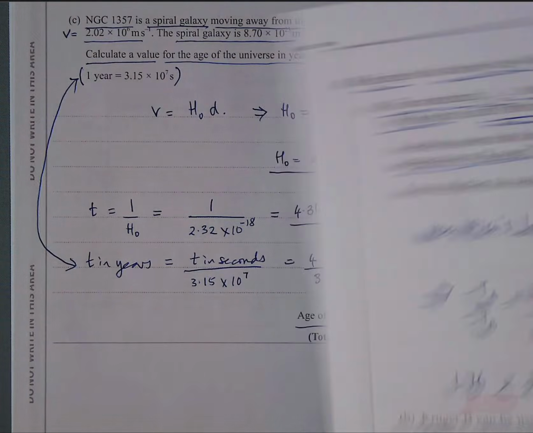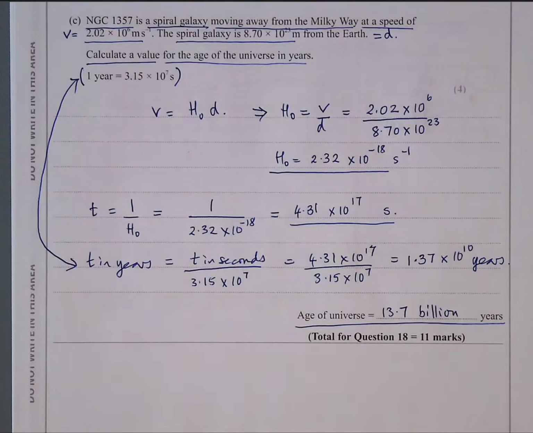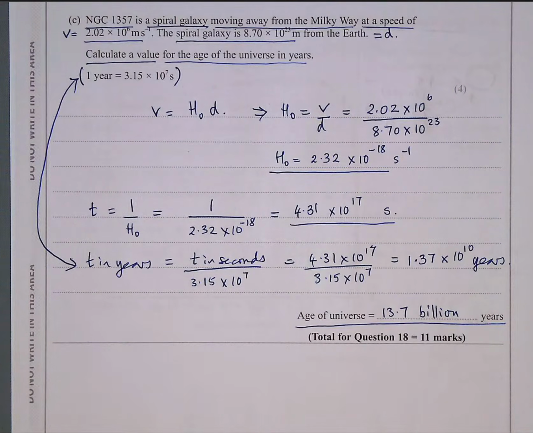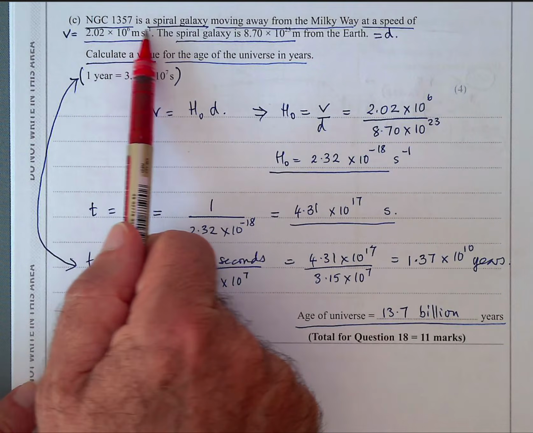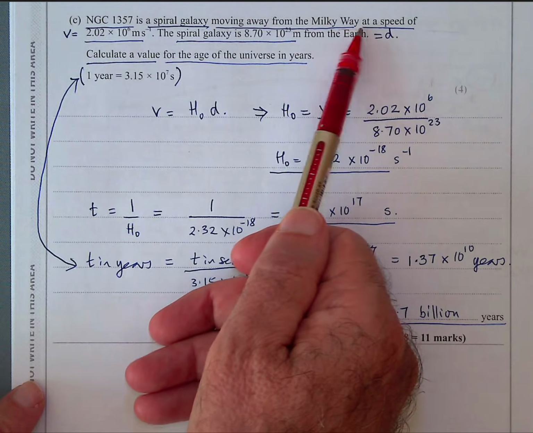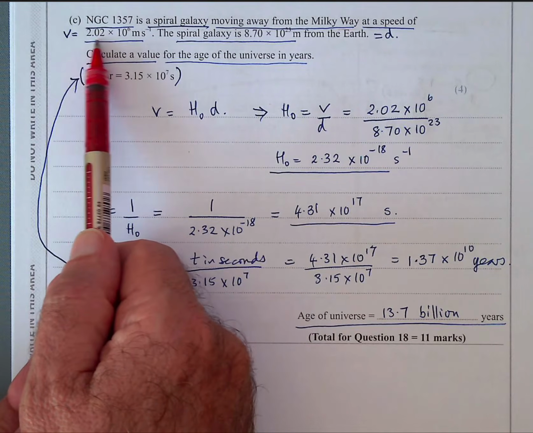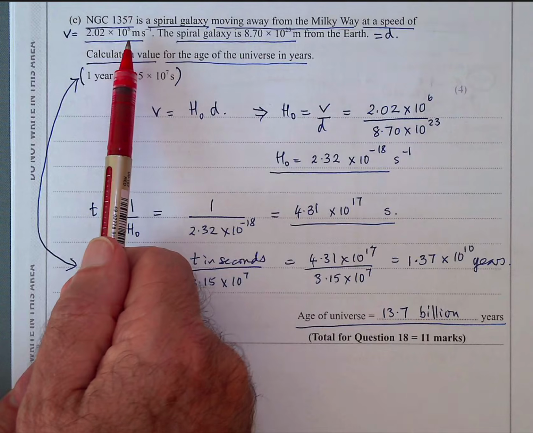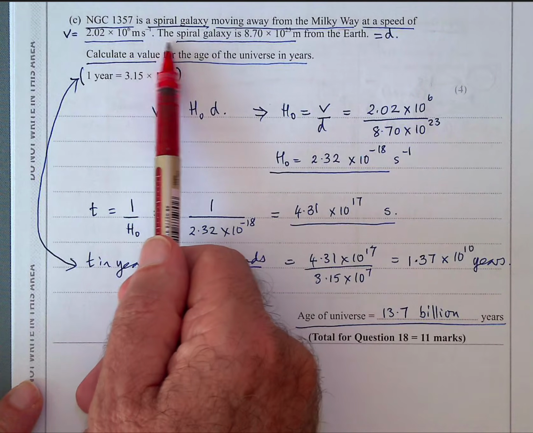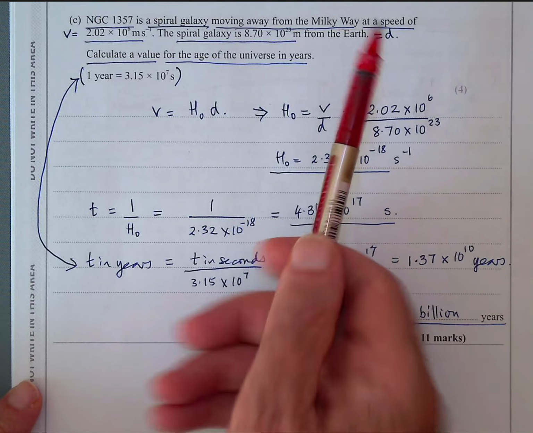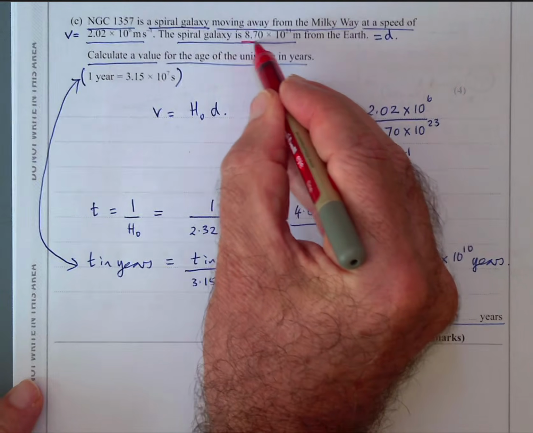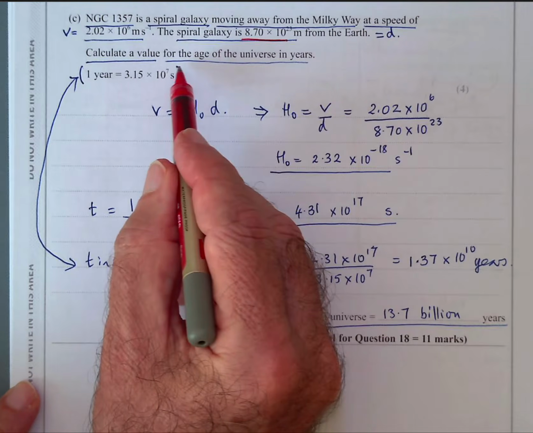Okay, so that's question 18 part B, so continuation of question 18 over the page is part C. NGC, which is a coding given to galaxies, 1357 is a spiral galaxy moving away from the Milky Way at a recession speed of 2.0 times 10 to the 6, I think it says. The spiral galaxy is such and such a distance from the Earth, that's D, so we know the distance. Calculate the value for the age of the universe.